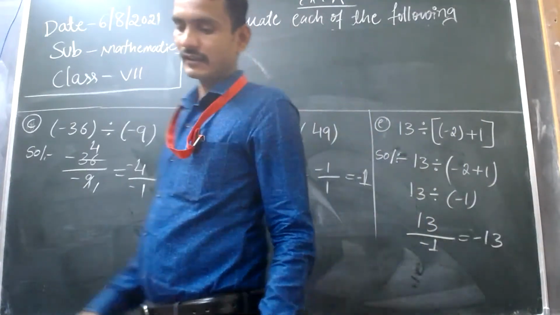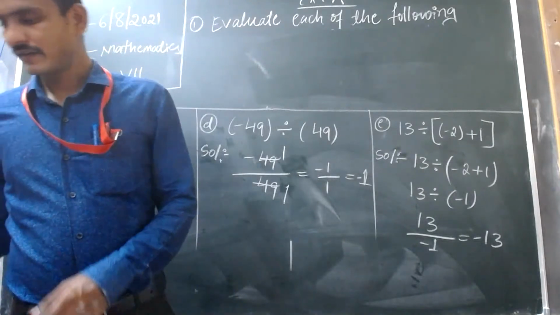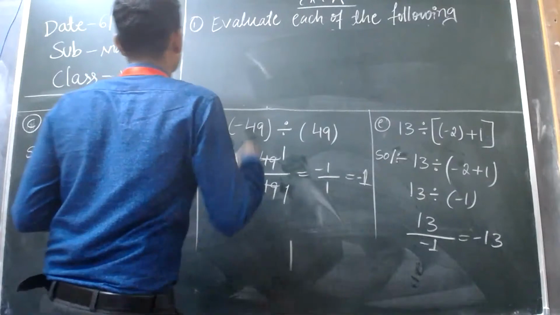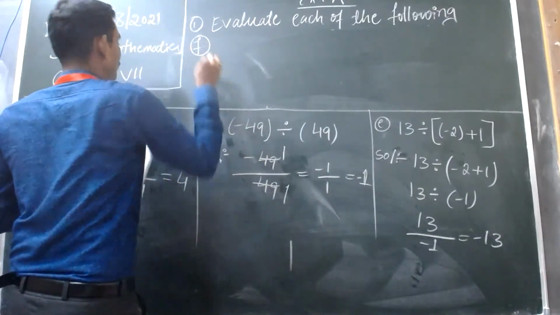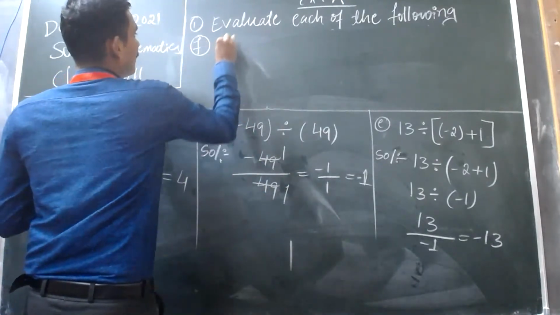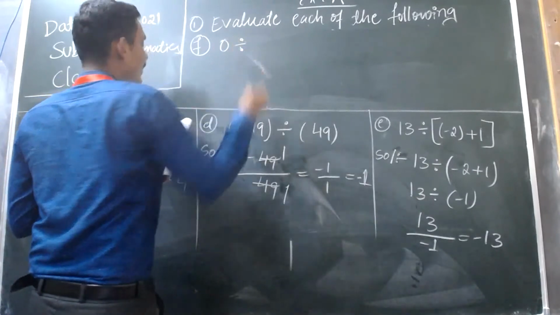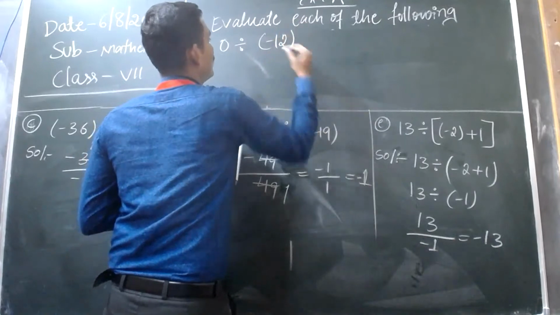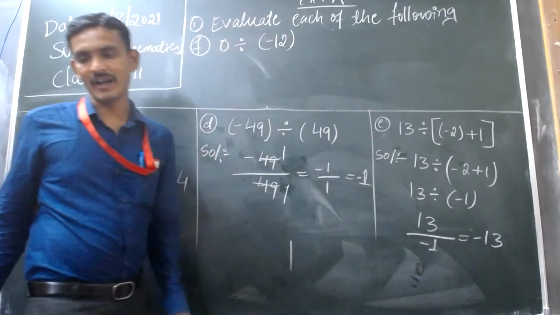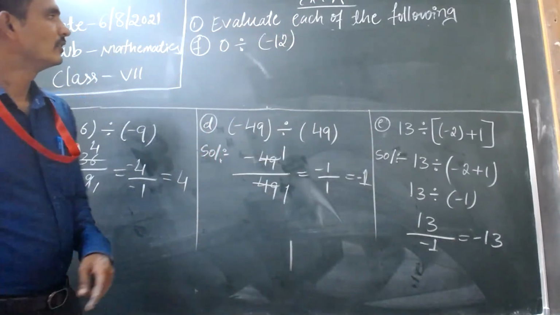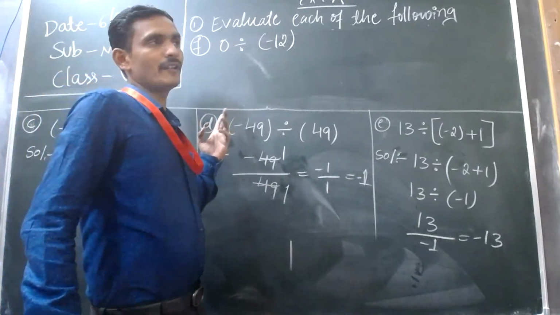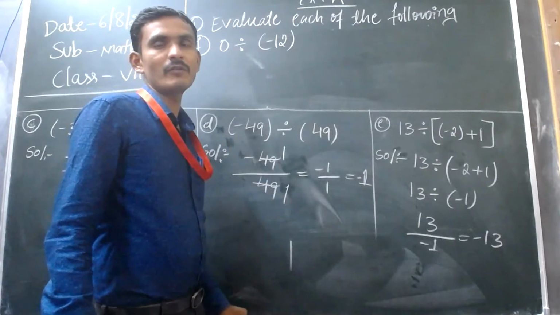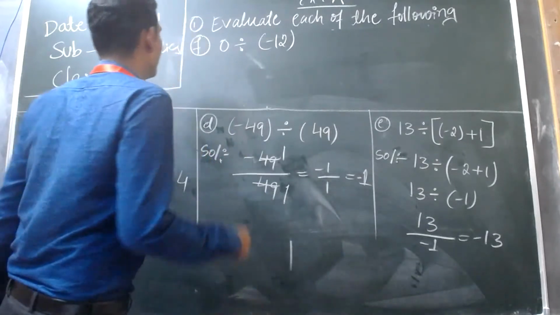We'll go to the next one. E. After E, F1 problem: 0 divided by minus 12. So 0 is not having any positive or negative sign, while 12 is a negative integer.